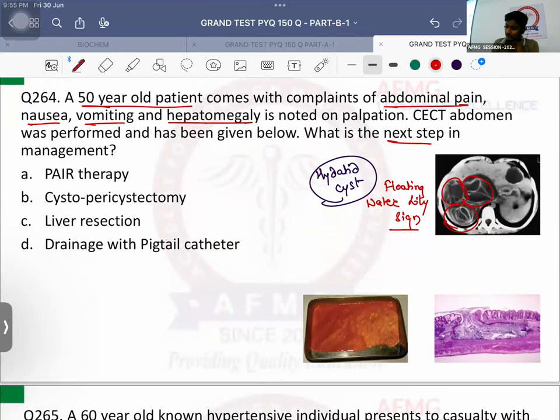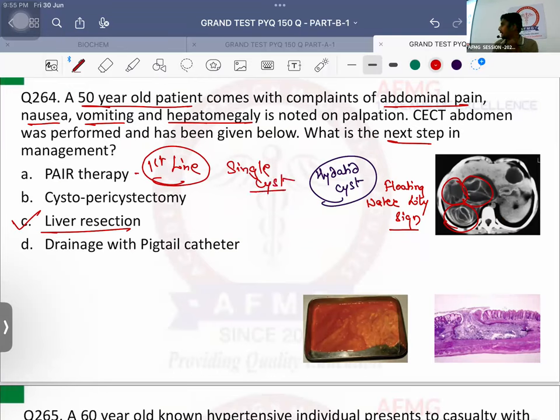So what is the next step in management in this patient? Liver resection. Because if it is a single cyst, please remember, first line management for hydatid cyst is PAIR therapy, but only in cases of a single cyst. Multiple cysts are a contraindication for PAIR therapy. What is PAIR? Percutaneous aspiration and injection of scolicidal agents and re-aspiration. But we know PAIR therapy is contraindicated when there are multiple cysts, in cases of deep-seated cysts, in impending rupture. Okay, in cases of pregnancy. In these conditions, PAIR therapy is absolutely contraindicated.